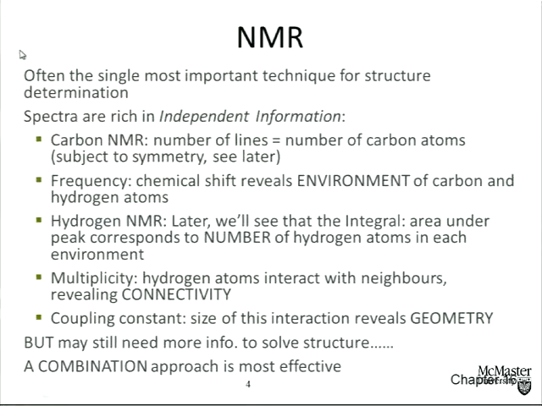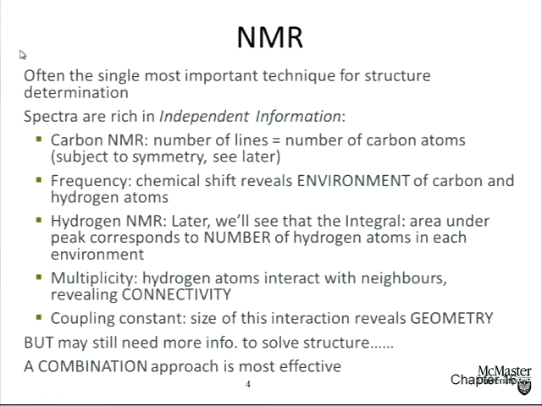So frequency along the position of the absorption, or the position of the peak, the resonance as it's called, along the x-axis reveals the environment of carbon and hydrogen atoms. In this case, the chemical shift of the 3 carbon atoms in our chloropropanol tells us that we have two carbons with heteroatoms attached and one that doesn't.